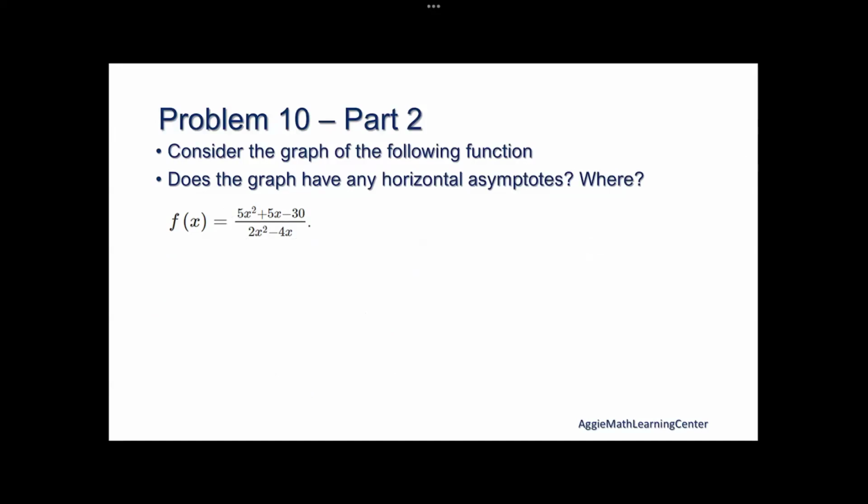Okay, awesome. Does the graph have any vertical or horizontal asymptotes? Well, we see that the degrees of both sides are the same. They're both 2. So that means, according to our beginning slide, we take the ratio of the leading coefficients, so 5/2. So we have a horizontal asymptote at 5/2.